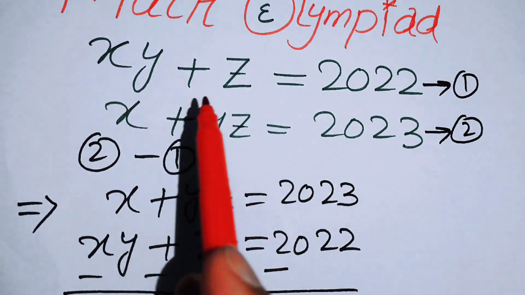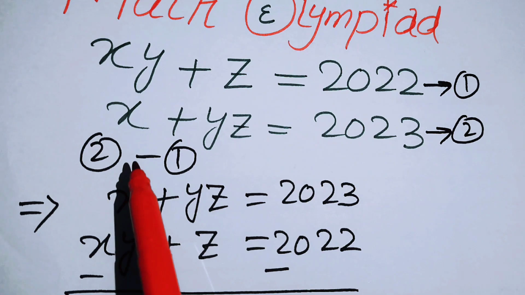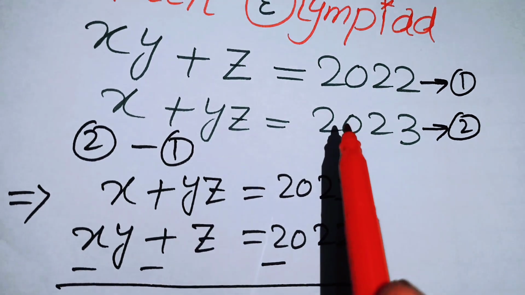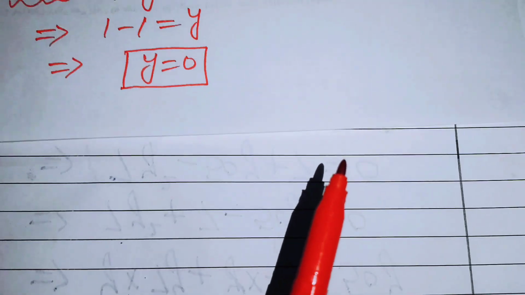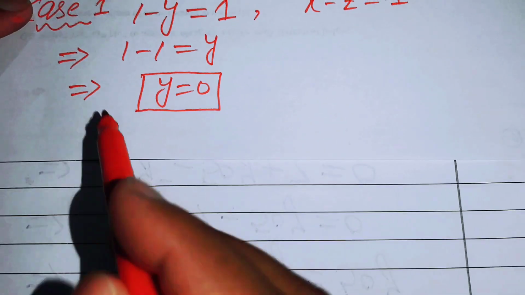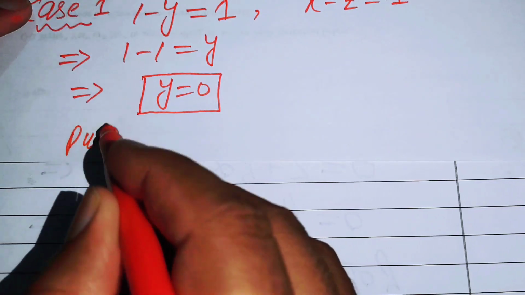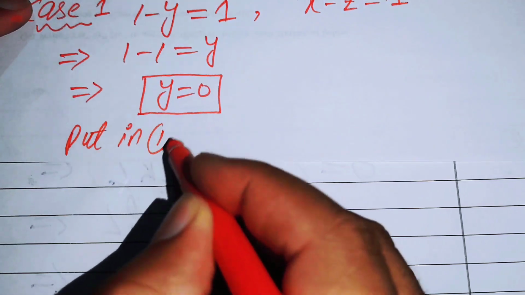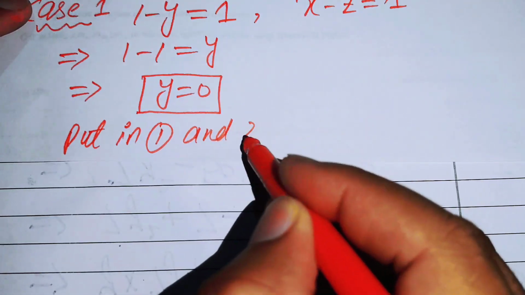So equation number 1 is xy plus z equals 2022, and equation number 2 is x plus y z equals 2023. Now we put the values of y in equations 1 and 2.